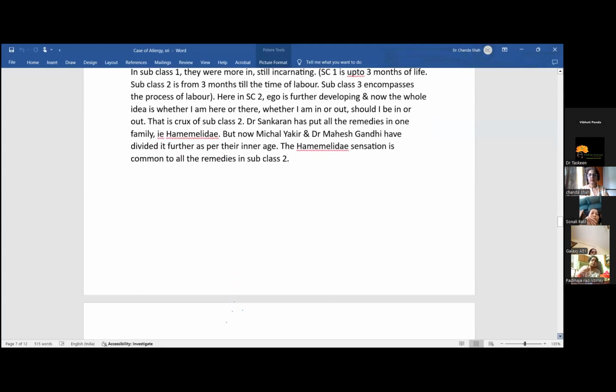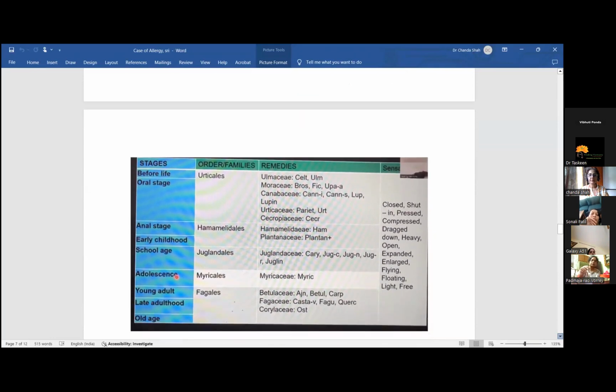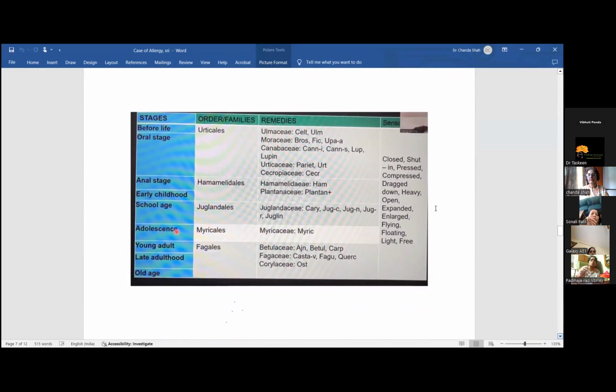So these are all the remedies in subclass 2, and all of them have this common sensation. It's heavy, dragged down, light, free. All this is a common sensation of the whole subclass 2, and not only of the Hemimelidae family. So we have to find a remedy for our patient from all these remedies. And how will we find out the remedy?